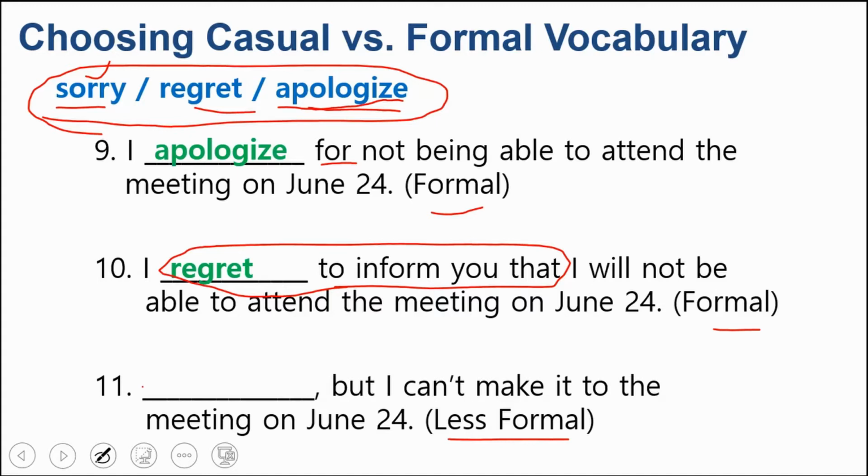So the last one, of course, we use sorry. Sorry, but I can't make it to the meeting on June 24th. That is the least formal. That is what you might write to a coworker, right? Or to a friend of yours who you work with. So number 11 would be used for business partners who are on a very friendly basis. 9 and 10 would be used for business people communicating who are not very close, but who have a professional, more formal relationship.